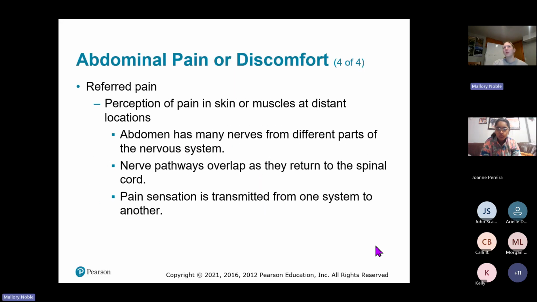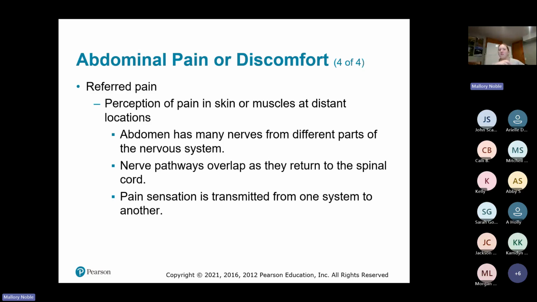Okay. Referred pain. So referred pain is the perception of pain in skin or muscles at distant locations. So we've got neural pathways throughout our body, right? Organs connecting to different muscles and so on and so forth, right? Throughout our body. So certain instances, someone will have pain, usually organ pain, that is actually sending signals of discomfort to different areas, usually unconnected areas of the body.